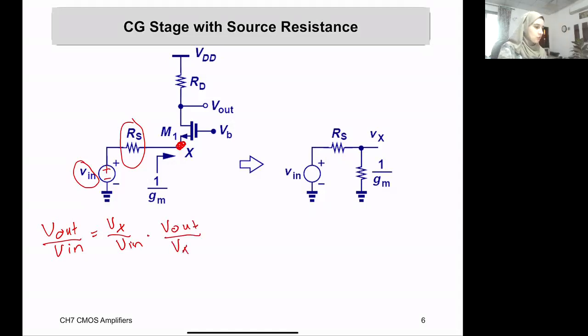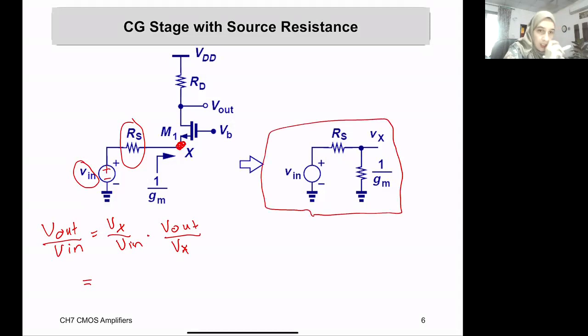Okay, like a two stage operation is happening. First, I go from Vn to Vx, and then from Vx to Vout. So what is Vx over Vn? Now, if I look at this simplified diagram here, now this is my Vx.